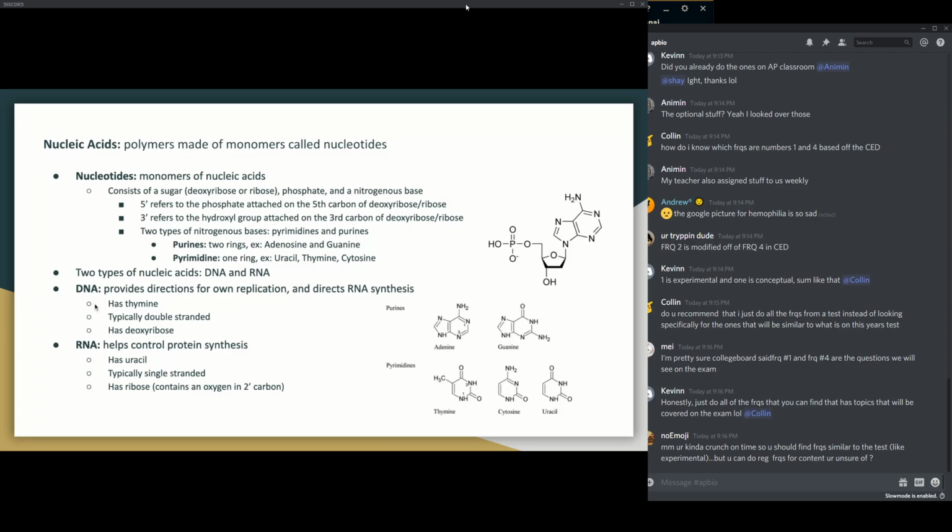And so, yeah, there are a lot of differences between DNA and RNA, such as DNA having thymine, it's usually double-stranded, and it has deoxyribose. RNA, on the other hand, uses uracil instead of thymine. It's usually single-stranded, and it has ribose instead of deoxyribose. And so the difference between deoxyribose and ribose is that in DNA, the sugar is deoxyribose. The key word is oxy, which means it doesn't have an oxygen. So it doesn't have an oxygen on the 2' carbon, which is this carbon, if you can see my cursor.